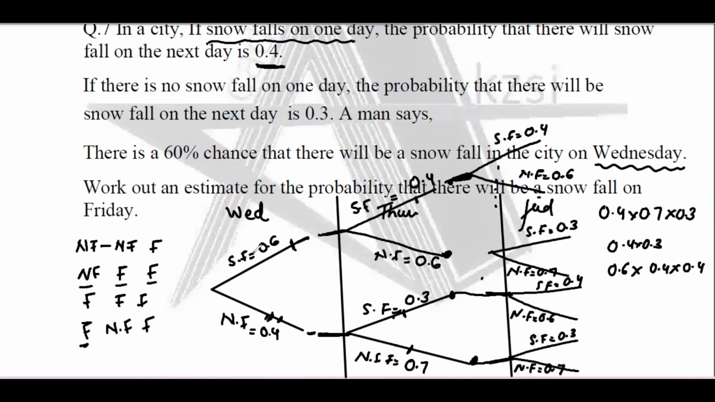Last is fall, that is 0.6, times. You have to pick either of these, that is you have to pick no fall, which is 0.6. And if you have picked no fall, you have to pick either of these, but you have to pick fall, which is 0.3. Now add these all up, you will get the final probability. This is the probability that there will be a snowfall on Friday.